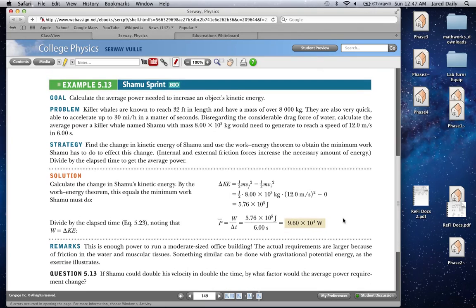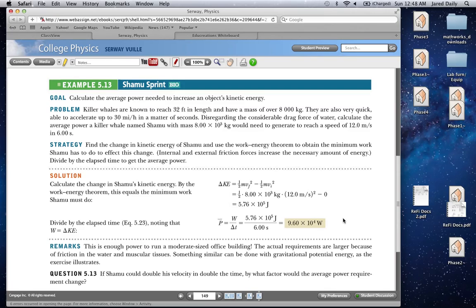What about the Shamu Sprint? Killer whales are known to reach 32 feet in length, have a mass of 8,000 kilograms. They're very quick. They can accelerate to 30 miles per hour in a matter of seconds. Disregarding the considerable drag force of water, calculate the average power a killer whale named Shamu with mass 8,000 kilograms would need to generate to reach a speed of 12 meters per second in 6 seconds.